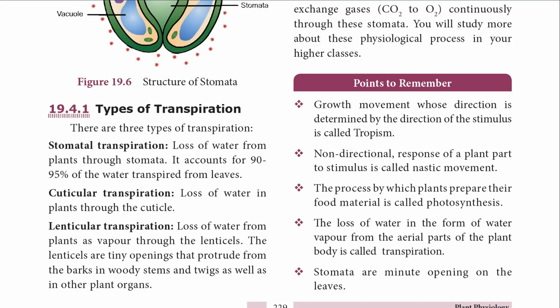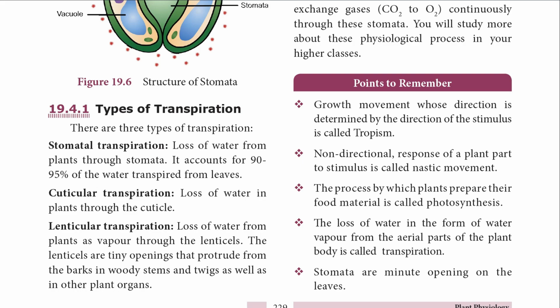What are the types of transpiration? There are 3 types of transpiration. First one is called stomatal transpiration, the loss of water from the plant through the stomata, which is what we have seen just before. It accounts for nearly 90 to 95% of water transpiration. So stomatal transpiration is the maximum, and water will be evaporated through the leaves through the stomata.